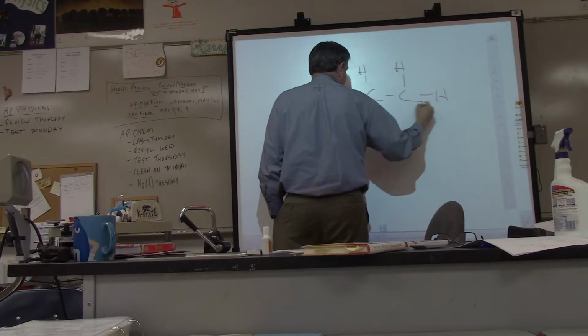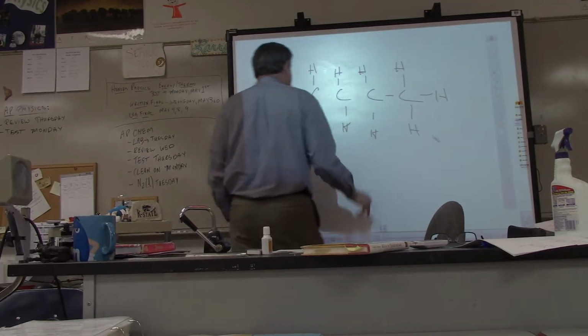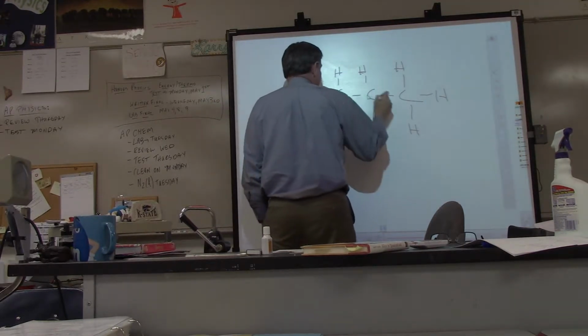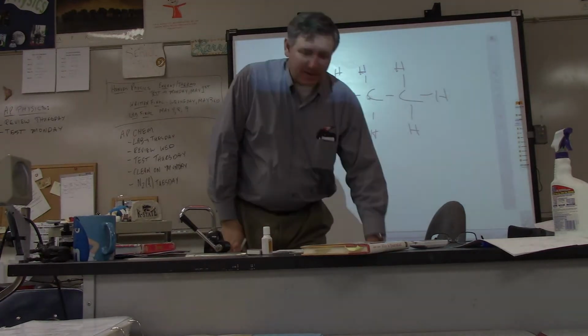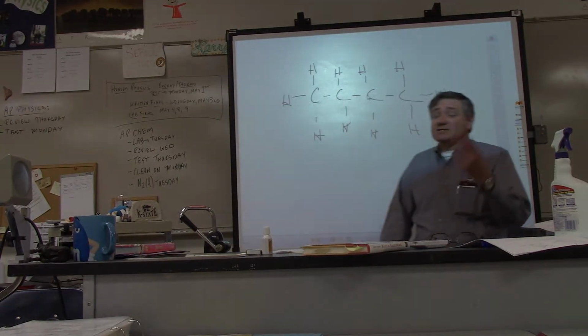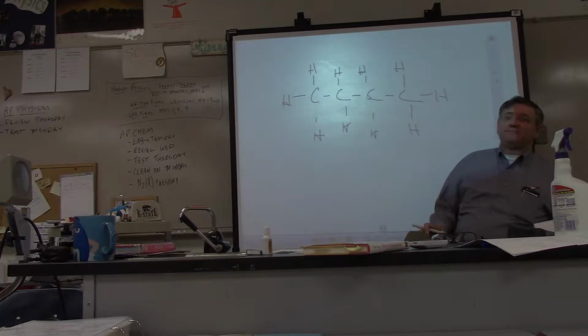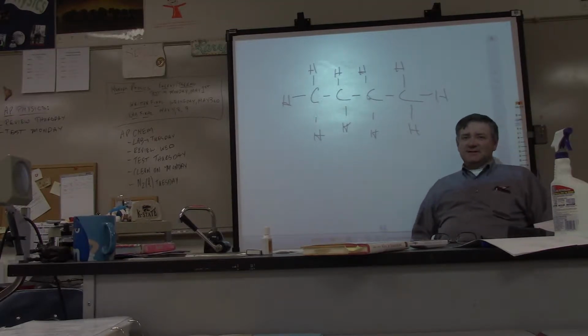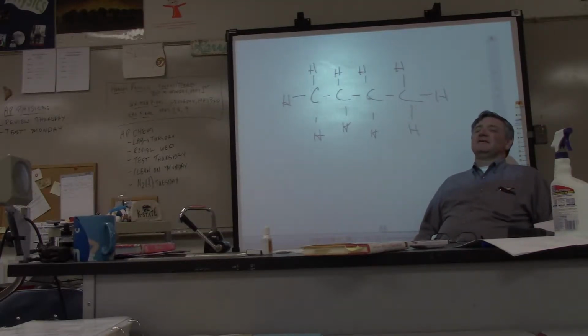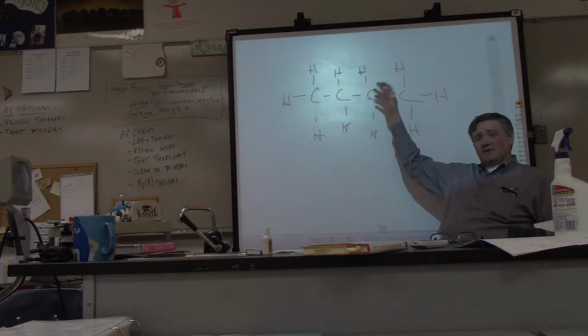Now, based upon this structure, what hybridization does carbon undergo? SP, SP2, or SP3? SP3. Why? It has 4 areas of high electron density. Beautiful. Okay. Count around, you have 4.